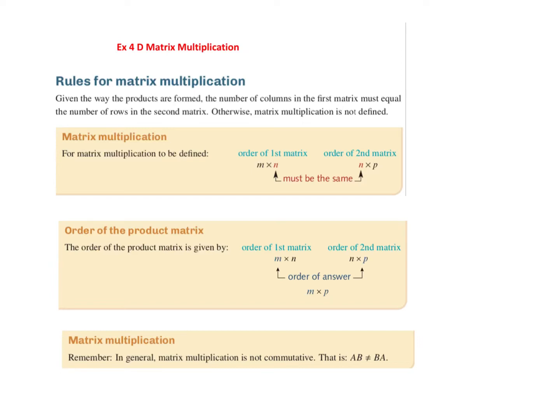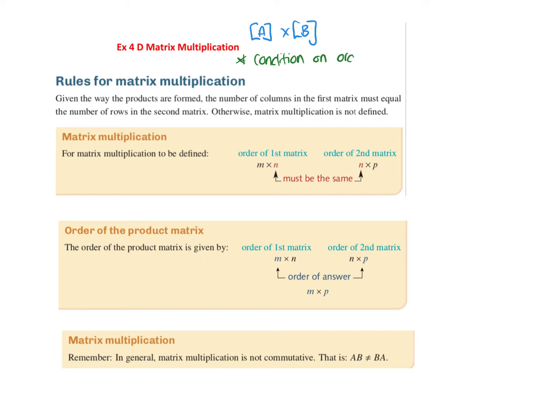So we're going to look at matrix multiplication. That's when we have a matrix multiplied by another matrix. Not every matrix can be multiplied with any other matrix. There are certain conditions that have to occur for it to happen, and that's all to do with their orders.